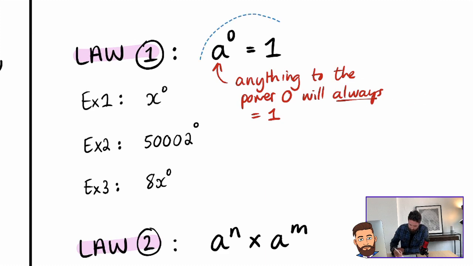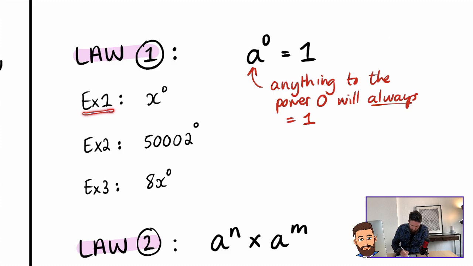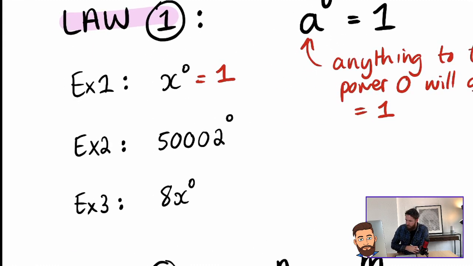So let's have a look how we can use this. So I've got 3 examples here. Example 1, x to the power 0. Well, these are very straightforward. Anything to the power 0 is 1. So I'm sure you're thinking, well, x to the power 0 must be 1. So the answer to that first one is 1. Example 2, 50,002 to the power 0. Again, just 1. Very simply, 1.